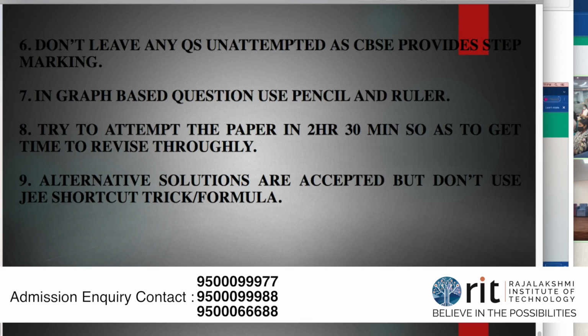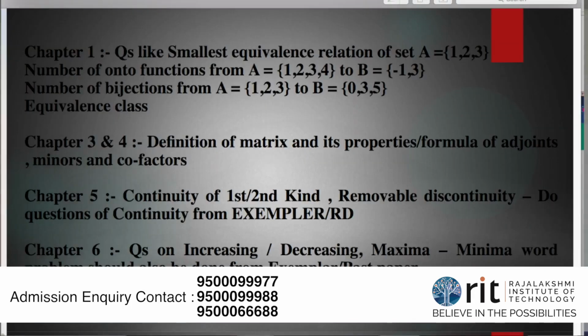Okay. Now, the last thing, I am just showing you the paper, then the floor will be open for you, that you need to take care of. In chapter number 1, questions like smallest equivalence relation on set A equals 1, 2, 3, number of onto functions from A to B, number of bijections from A to B, equivalence class. These questions are not in the CBSE but may be asked.